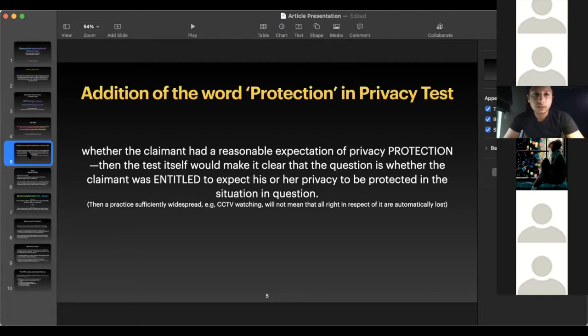What it will do is this: there are certain practices which are very widespread, for example, CCTV, invigilation. In that case, those practices will not automatically give the defendant leeway to say that the claimant did not have a reasonable expectation, because the claimant would be protected. Even circumstances where there are certain widespread practices will not mean that all rights in respect of it are automatically lost. I hope I'm not going too fast.